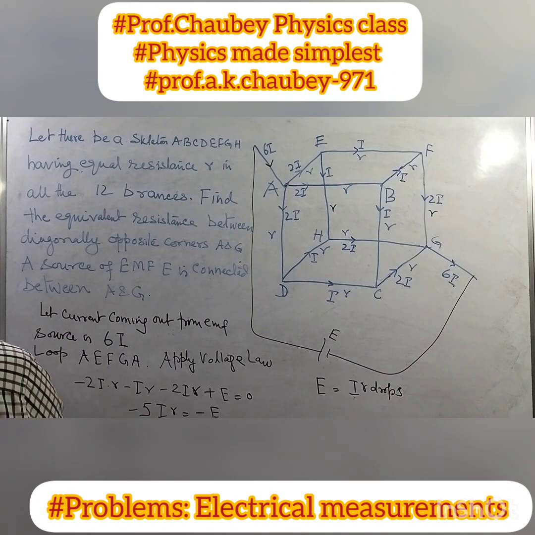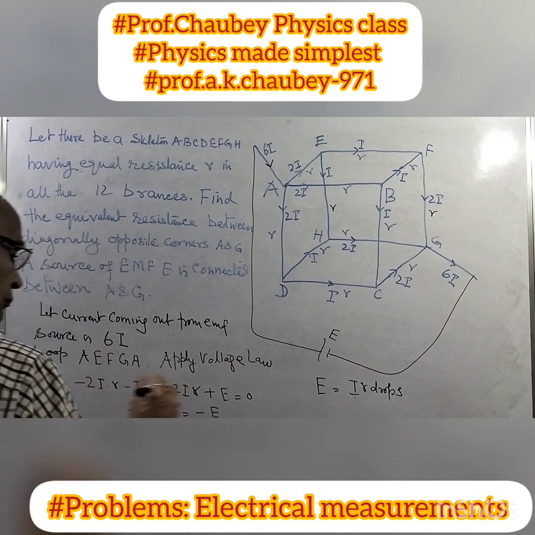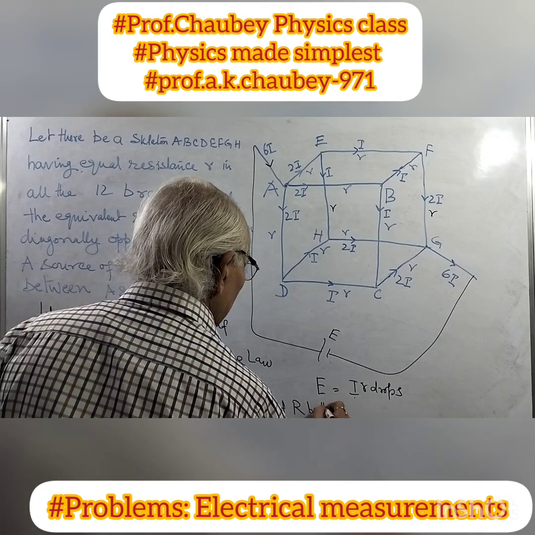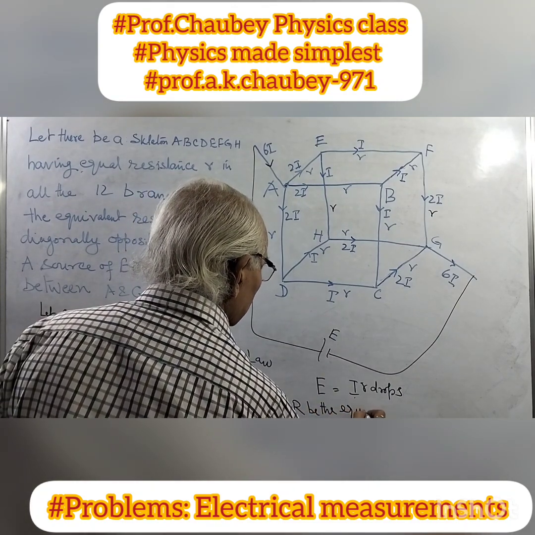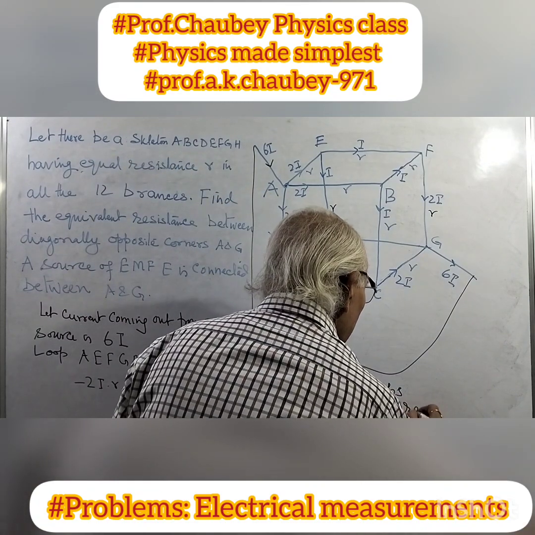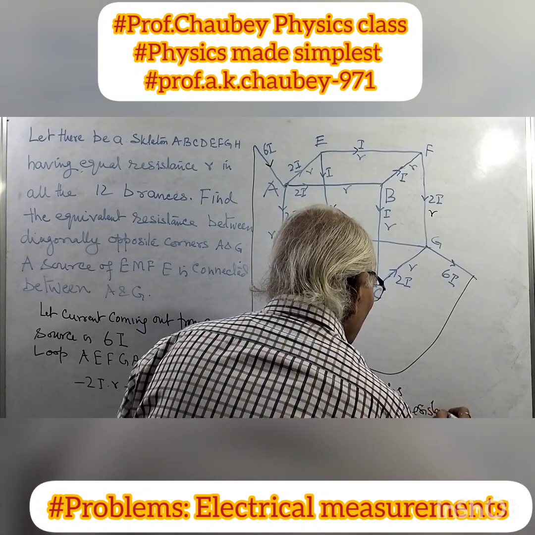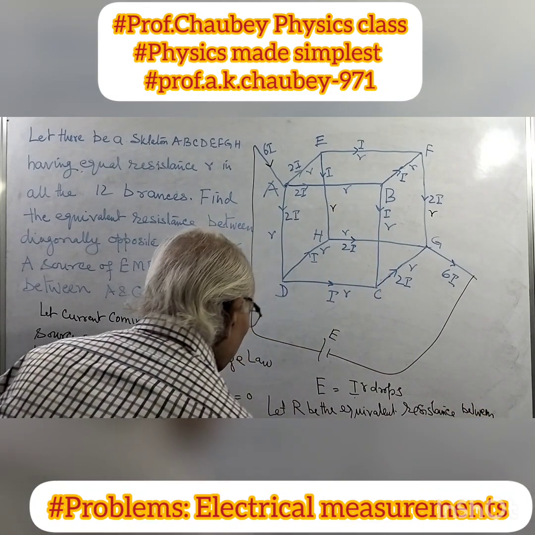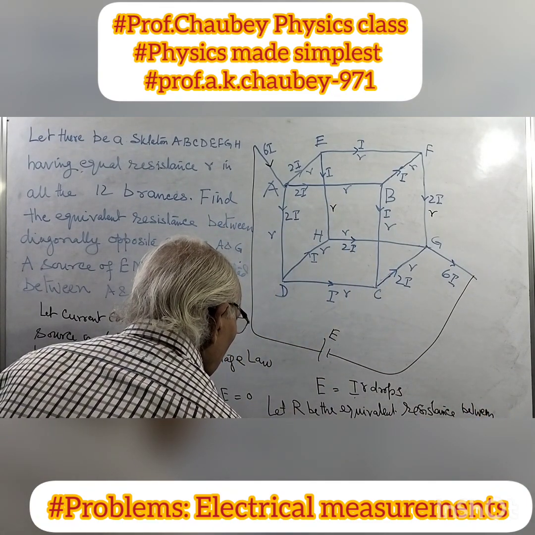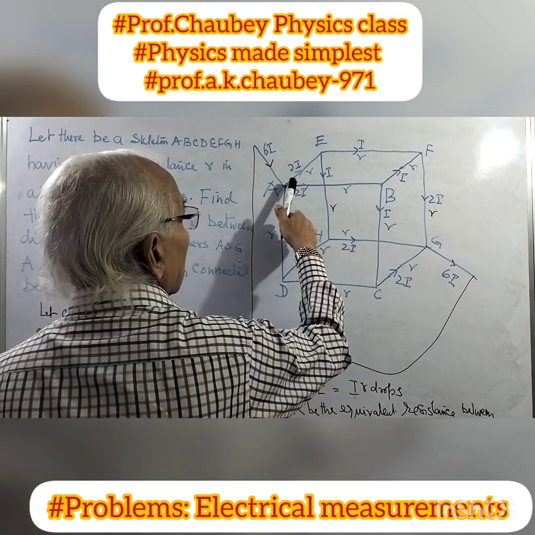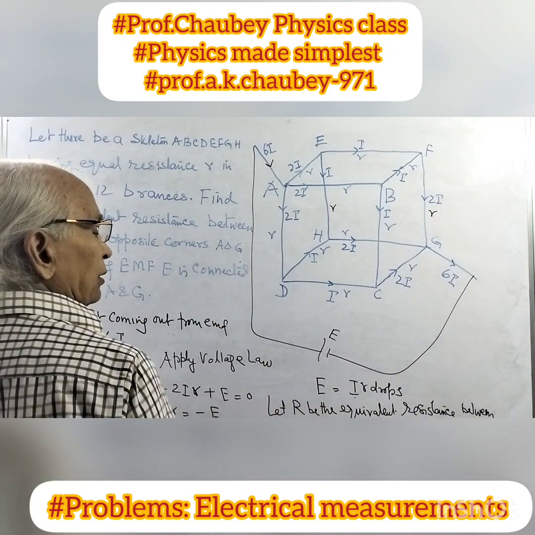Let R be the equivalent resistance between corners A and G. Then R is the equivalent resistance.